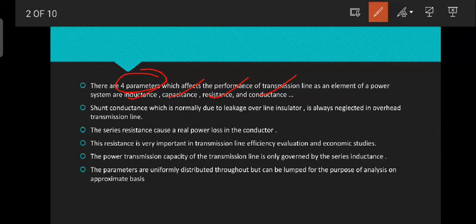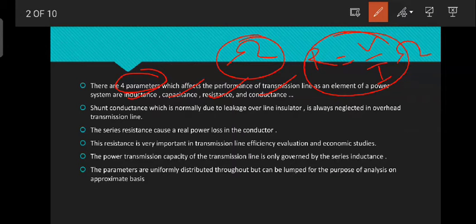Let me explain the basics of inductance, capacitance, resistance and conductance. So what is resistance? The property of resistance is to oppose the flow of electric current. Its unit is ohm, named after the scientist who discovered it. So resistance R is equal to V by I, by Ohm's law, and it opposes the flow of electric current.